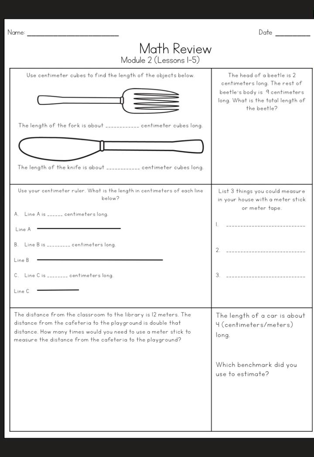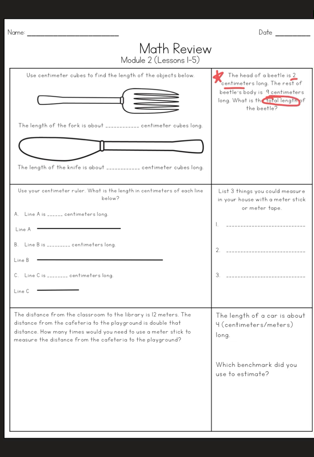We are going to be solving this problem over here that is talking about the head of the beetle right here. So it says the head of a beetle is 2 centimeters long. The rest of the beetle's body is 9 centimeters. What is the total length of the beetle?